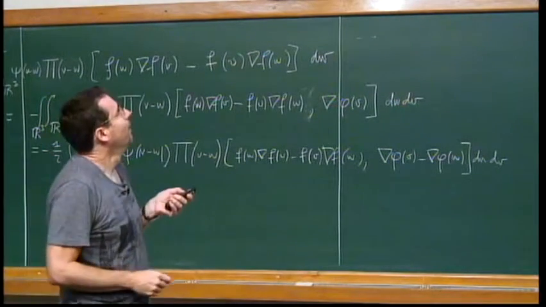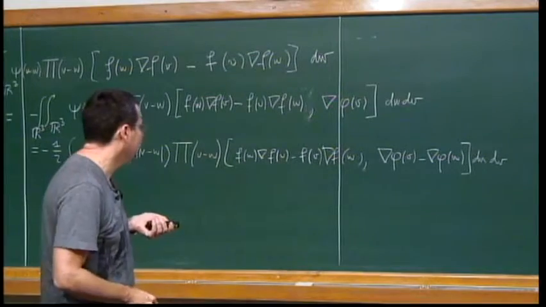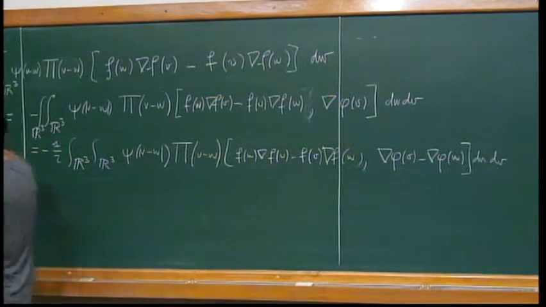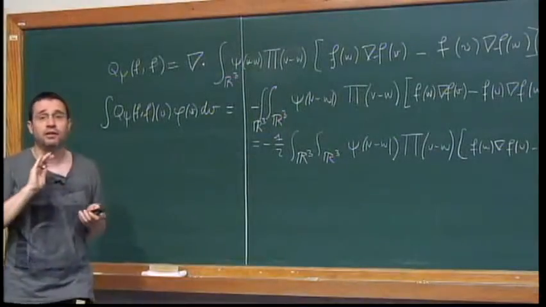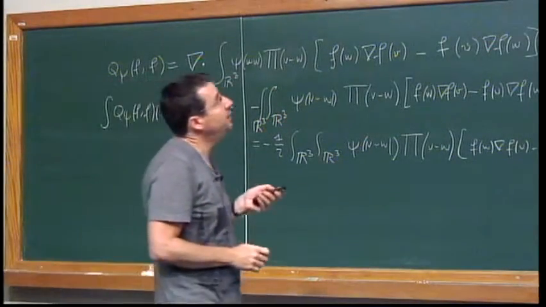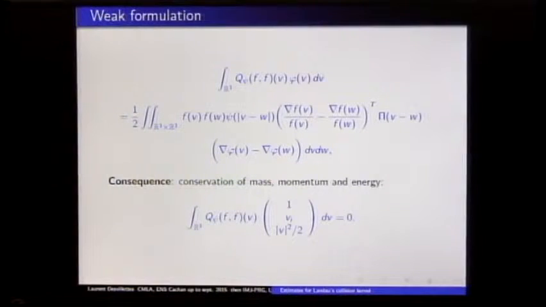Well, okay. So now, if you take for phi a function which is constant, if you take phi of V equal to 1, then you see that this is equal to 0, and so the integral of q is equal to 0. Okay, so this is the first part here. Now, if you take for phi of V one of the components of V, that is, for example, V_i, then you get here a constant minus a constant, which is the same, so you still get 0. And you get that the second line here is equal to 0.